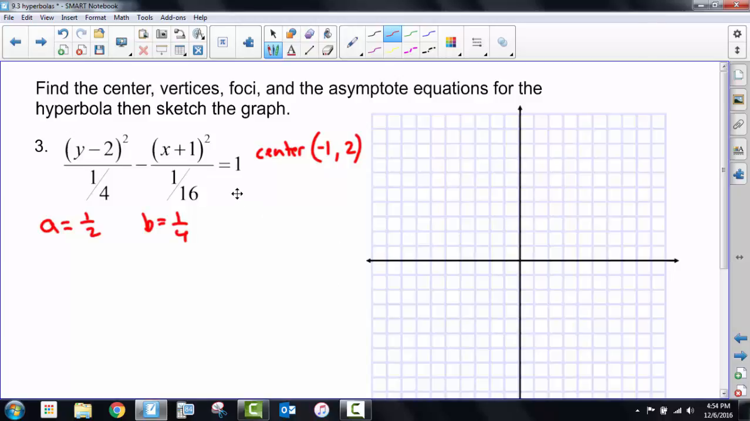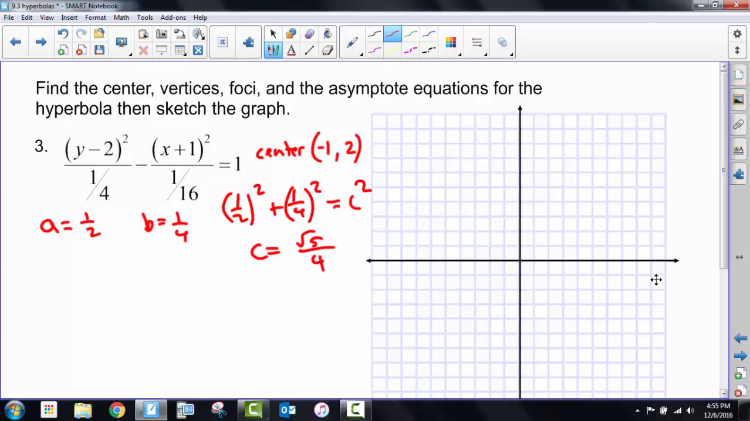And I might as well go ahead and find c while I'm at it. I know I don't have to label the foci immediately, but might as well go ahead and get them. All right, so here we go. This is 1/4, this is 1/16. Add those together, you get 5/16. So c would be the square root of 5 divided by 4.